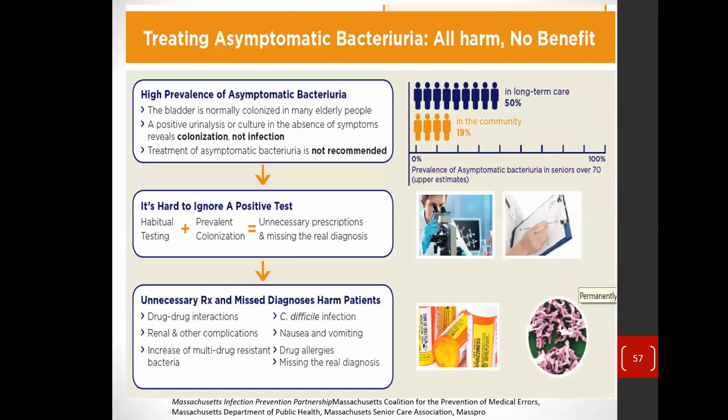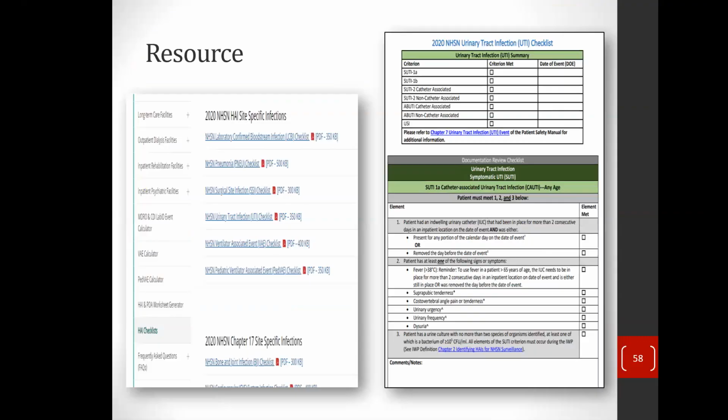Treating, because what happens is you get back a positive culture and we can't stand it. We have to treat it. And what we're treating is asymptomatic bacteriuria. There's biofilm around that catheter, and that's what you would be treating.